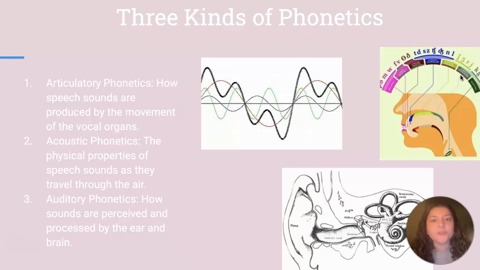This slide concerns the three kinds of phonetics. Articulatory phonetics studies how speech sounds are produced by the movement of the vocal organs. Acoustic phonetics studies the physical properties of speech sounds as they travel through the air, and auditory phonetics studies how sounds are perceived and processed by the ear and brain.